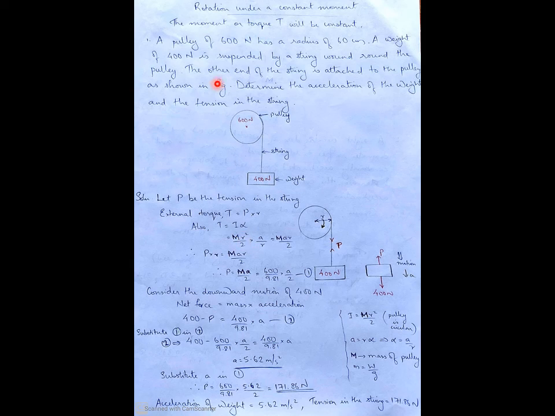That mass is already given. It is 600 Newton. 600 Newton means, is it weight or mass? Newton means it is weight. So you have to convert this weight into mass.